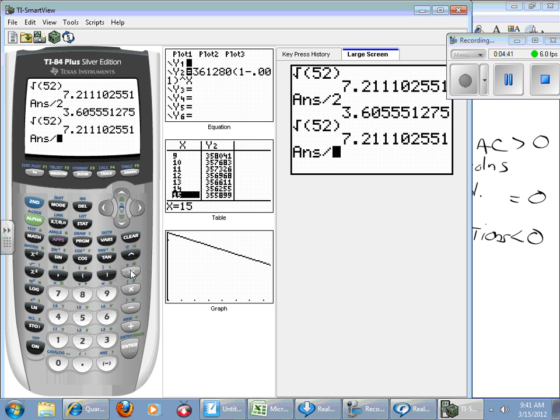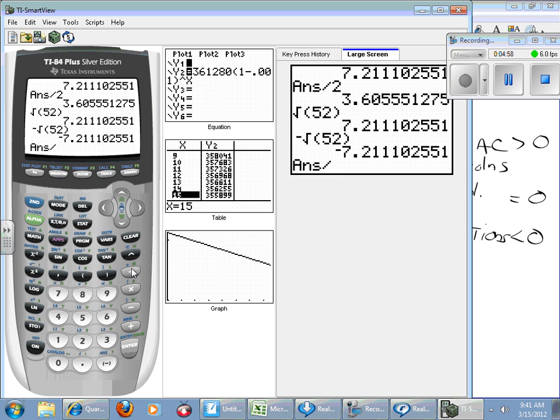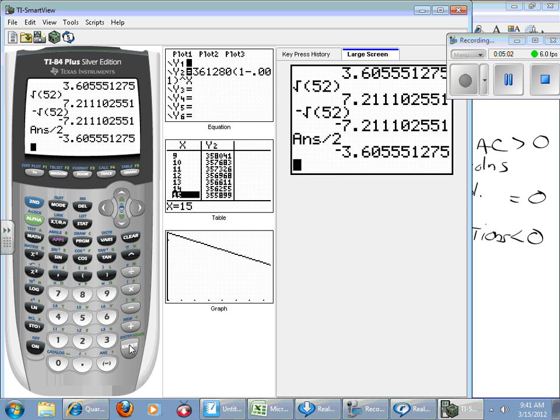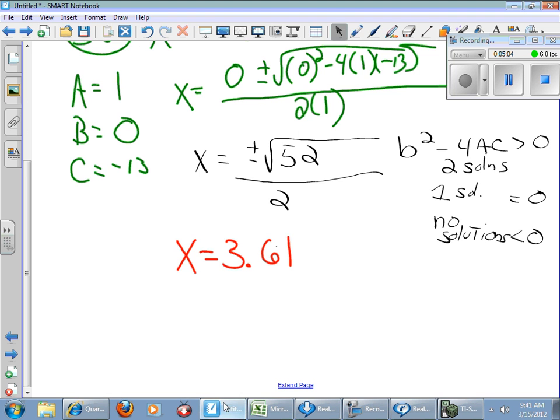And then we're going to divide that by, oh, I have an error. I need to insert, make it negative. There we go. And I'll divide that by 2, and I will get negative 3 and 61 hundredths. So x equals negative 3 and 61 hundredths.